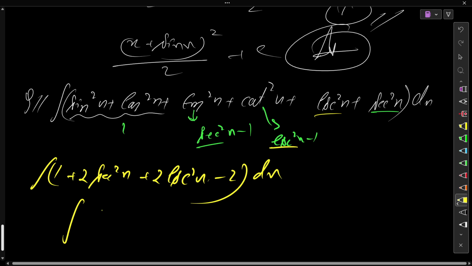Okay, so this could be written as 2 tan x minus 2 cot x minus x plus c.